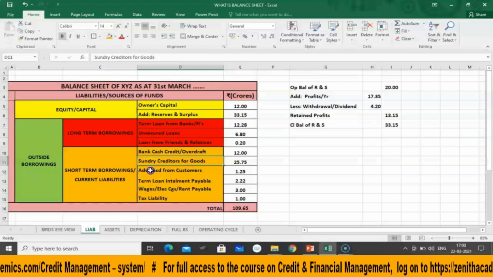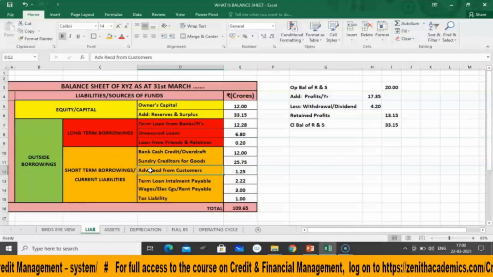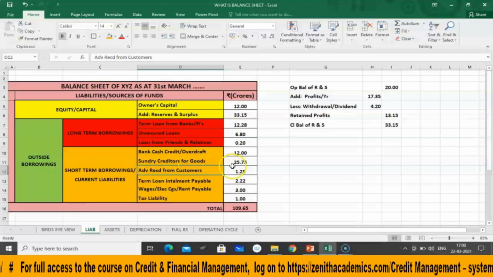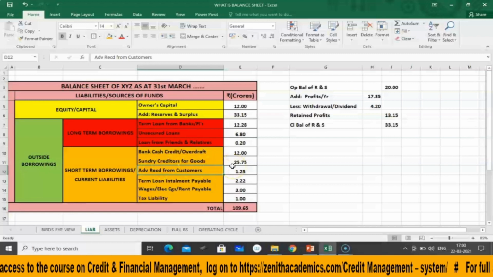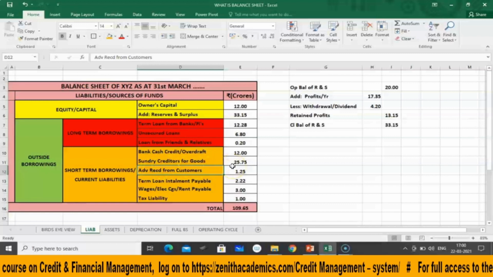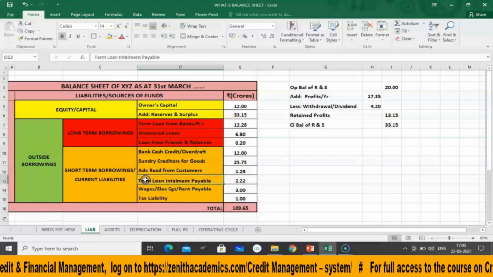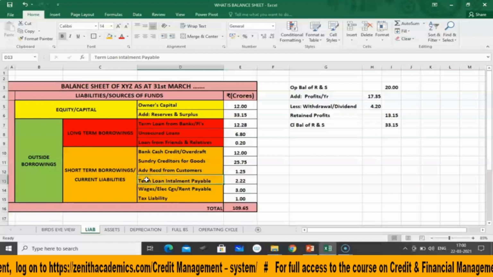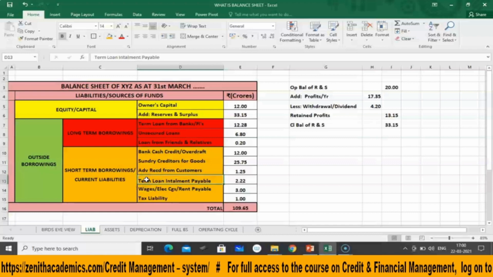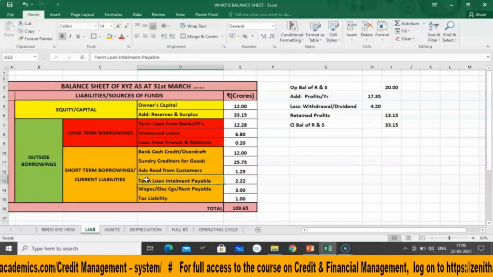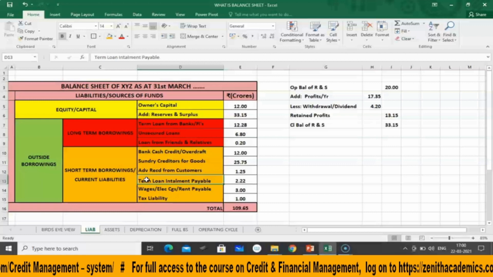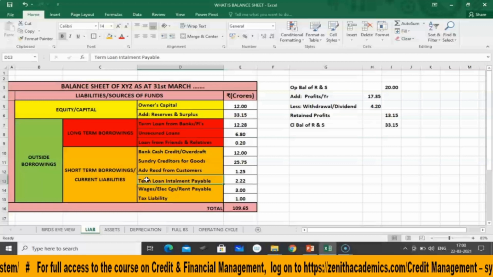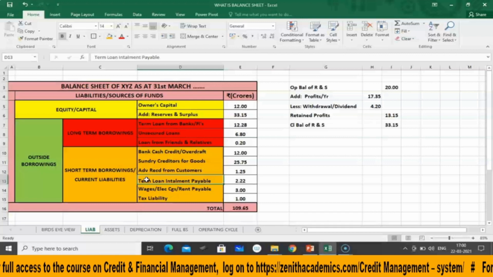And next are the advances received from customers. Normally, customers provide advance payment for goods, which is an obligation, and it is adjusted with the final bill on delivery of the goods. And next are the term loan installments payable within the year. Now, these loan installments which remain payable in the next 12 months are included as current liabilities. Although the term loans are a long-term liability, they have to be repaid on a monthly or quarterly basis.